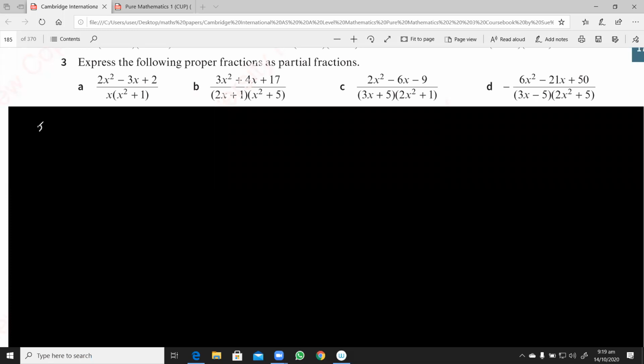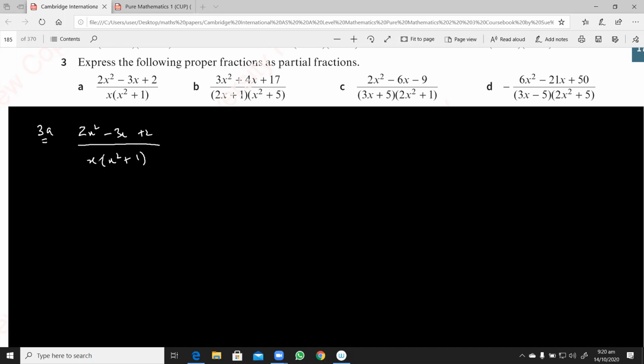Okay, so I'll be starting from 3a. So we have 2x squared minus 3x plus 2 over x into x squared plus 1. Now, one thing is for sure: you always have to make sure whether the given fraction is a proper algebraic fraction or an improper algebraic fraction. So this is a proper fraction because the numerator's degree is 2 and the denominator's degree is 3.